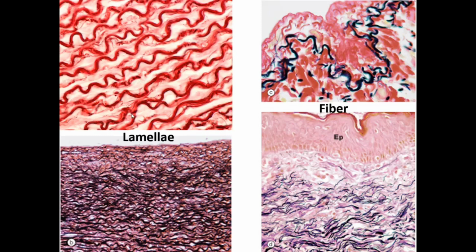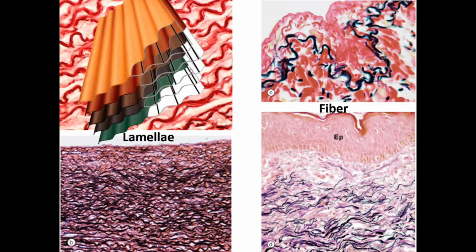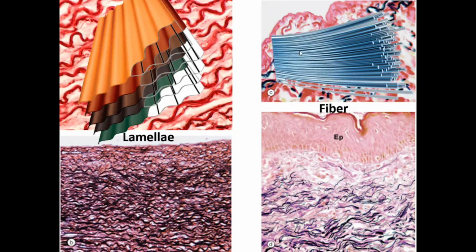Sometimes they make a fenestrated lamella or fenestrated sheet, something like this, especially in large blood vessels like the aorta. In the blood vessel wall like the aorta, we have a fenestrated sheet of elastin, called a lamella. Here you can see this stained lamella, and most of the time we have fibers, something like this, especially in our skin.